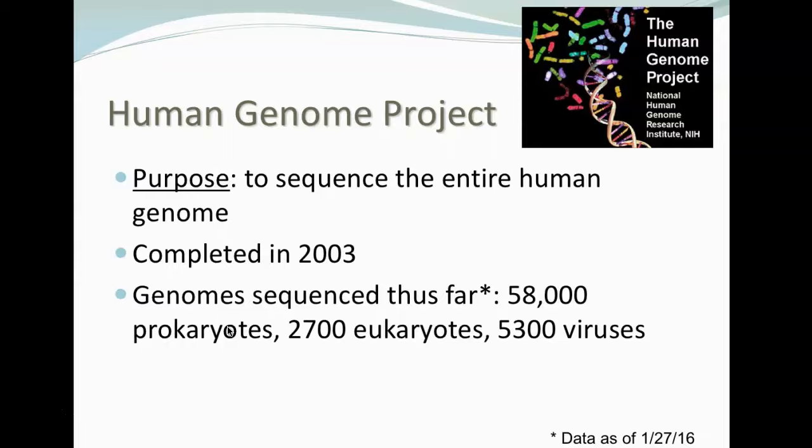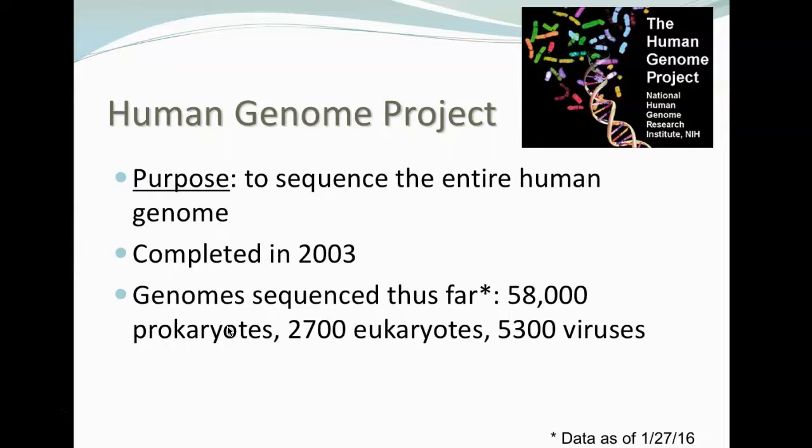Every year I say this: in 2016, whenever I got the numbers, obviously 5 years later, I probably need to update that. I will do that and put a little note on here when I go back and make the Edpuzzle. But at 2016, which was 5 years ago, the genomes sequenced so far were 58,000 prokaryotes, 2,700 eukaryotes, and 5,300 viruses.